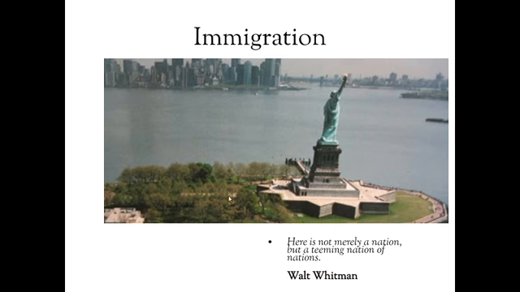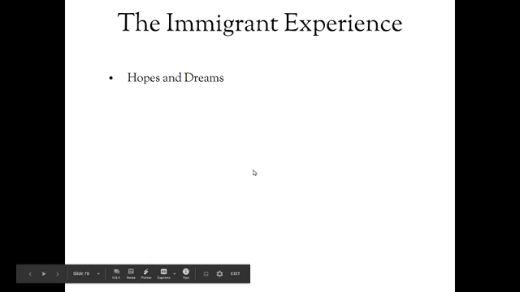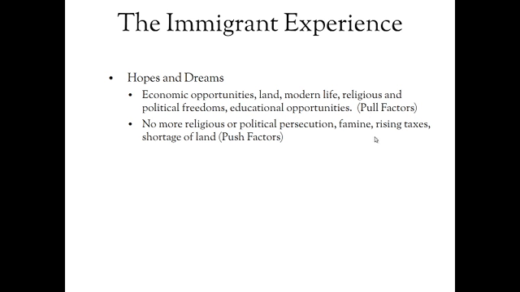So if we look here at immigration, we're just going to touch briefly on immigration here. This is a quote from Walt Whitman, famous poet from the time period. "Here is not merely a nation, but a teeming nation of nations." That kind of describes America in a nutshell. Okay, so a lot of immigrants come because they want new opportunities. They want to get away from persecution, famines, shortage of land in places like Europe. So there are lots of reasons for them to come, and they come to America looking for a new start.